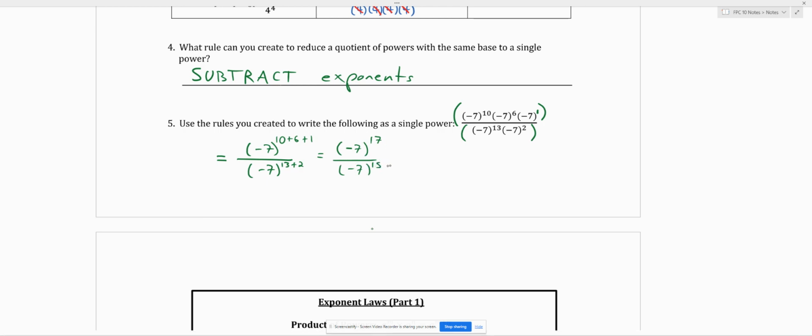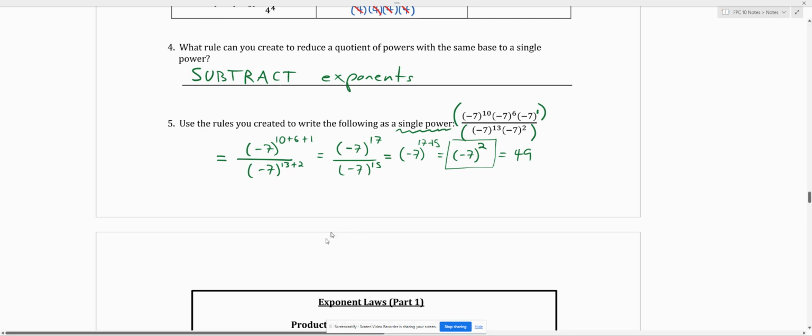These, again, are huge numbers if you put them in your calculator. But we see that now I have division. I can use that quotient law where we just subtract the exponents. So I take my -7 and I can subtract 17 and 15, which is really easy subtraction. Now I have -7 raised to the power of just 2. It doesn't say to evaluate, it says write as a single power. So that is my final answer. If it said evaluate, we'd get 49. -7 times -7 is 49.